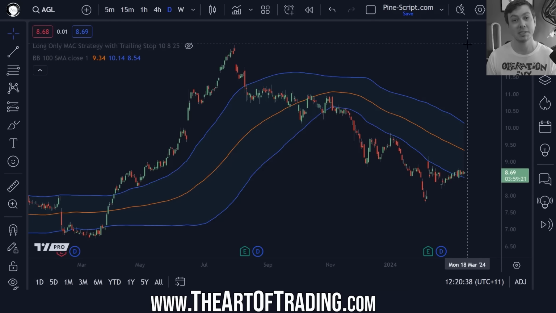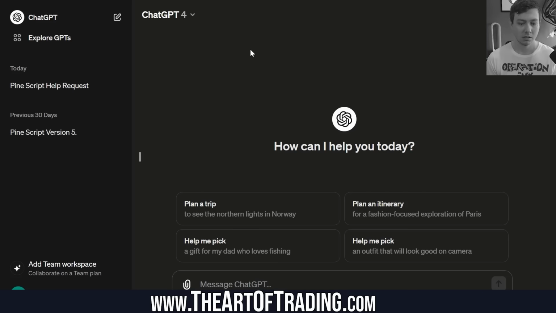But ChatGPT has come a long way, and it's a very, very valuable tool for us as programmers and traders. So let's get into today's video by converting this initial Bollinger Breakout system into Pine Script using ChatGPT. Now, as mentioned, this is ChatGPT 4, the premium paid version of ChatGPT. Currently, it's, I think, $20 a month to get access to this.